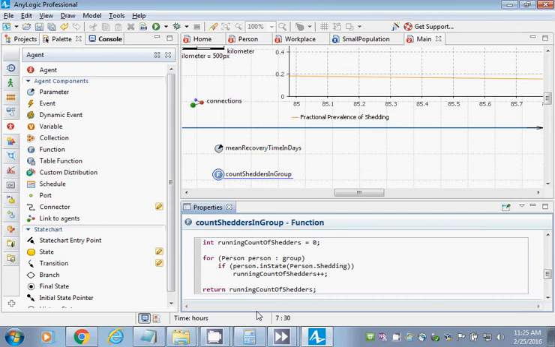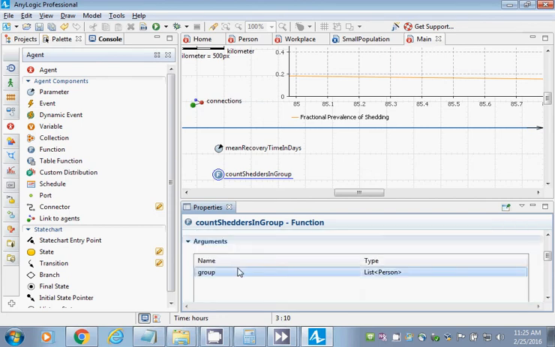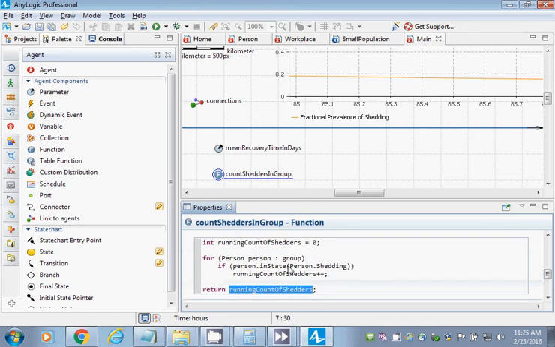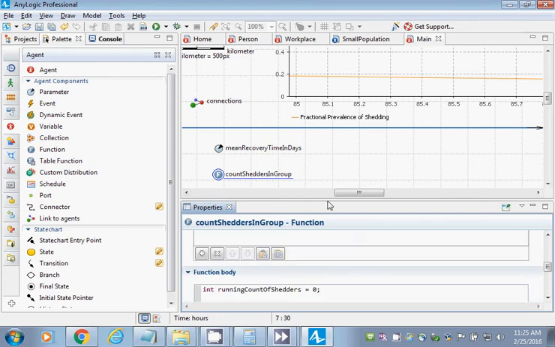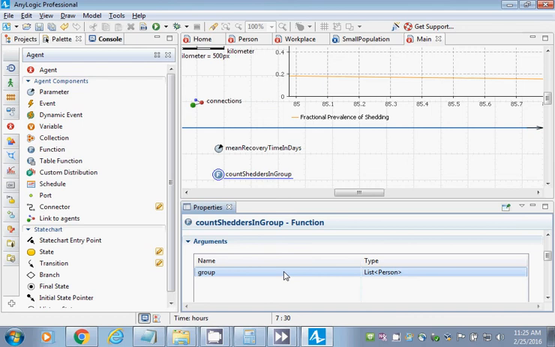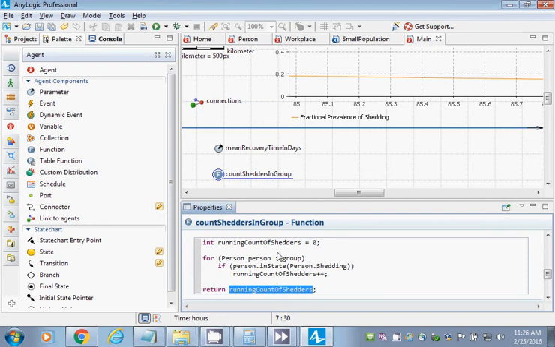It starts with 0. If there ain't nobody in that group, we're going to return 0. If there's one person in the group and they are a shedder, we'll make this 1 then, and then we'll return it. If there's 2 people in the group and one's a shedder, one's not, let's say the first is not a shedder, we'll go through, okay, the first person, are they a shedder? Nope. It'll continue on to the next one. Okay, this next person, are they a shedder? Yep. We'll increment it, it becomes 1, and then, ladies and gentlemen, we return 1. What's the number of shedders in that group?